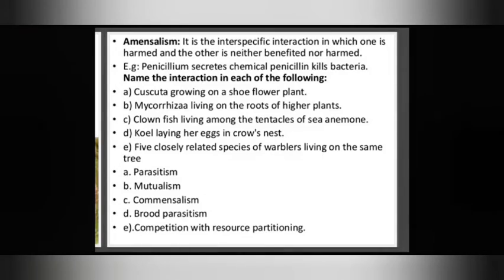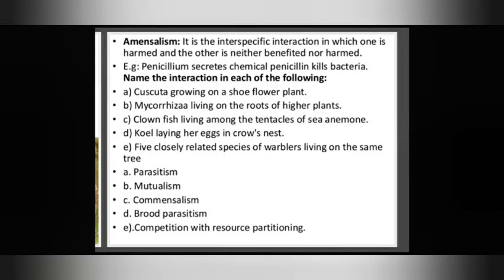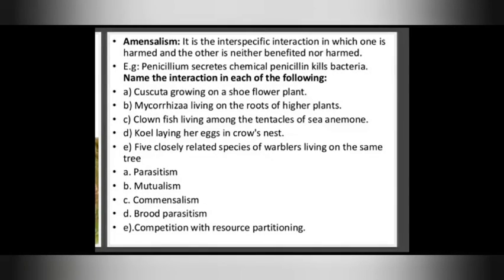Then five closely related species of warblers living on the same tree. What type of interaction is it? Yes, it is competition with resource partitioning.